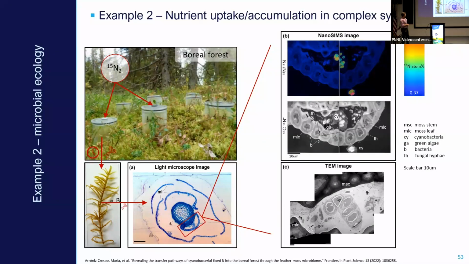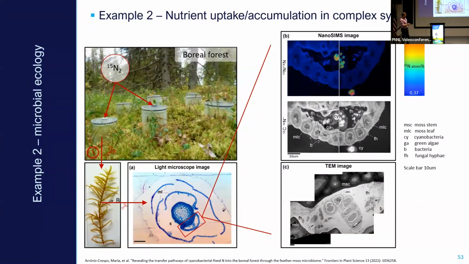So we took these sections, we imaged them with TEM to look for ultrastructure to try and identify some of these features. So you can see things like fungal hyphae, green algae, and the cyanobacteria. We then did the NanoSIMS analysis looking for the 15N that we'd applied as gaseous form, and start to see it in the cyanobacteria here, which is as we would expect. The theory was then that this would pass it on to the moss in some mystical manner.